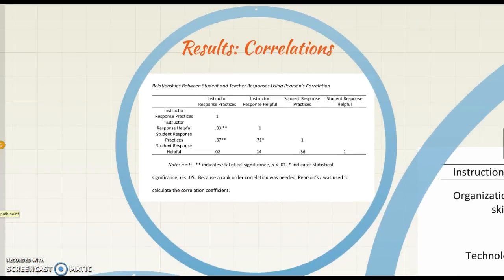This table shows the correlations. So you can see here that there were 3 statistically significant relationships. The first one was the instructor responses for the instructional practices used, and the instructor responses of the helpfulness of the instructional practice. The second one was the instructor responses of the instructional practice used, and the student responses of the instructional practices used. And the third one was student responses of instructional practices used, and instructor responses of helpfulness of the instructional practice.